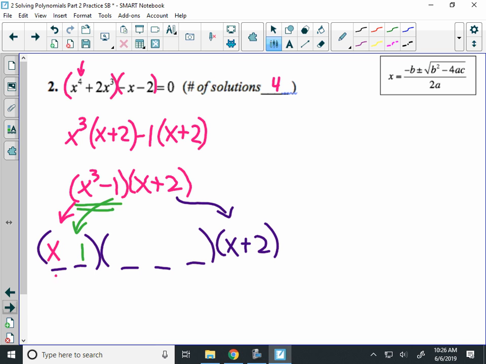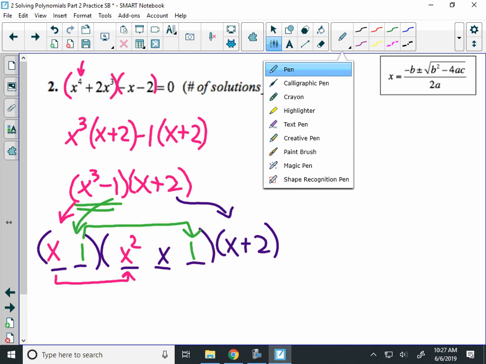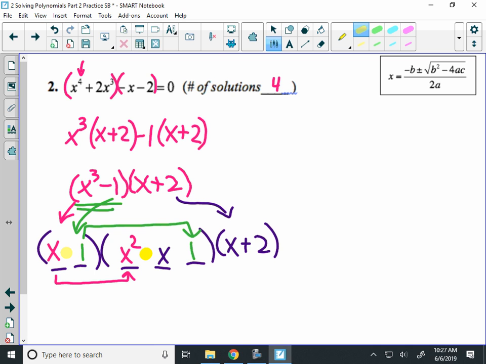For the trinomial, the first blank there, I square the x. And the last blank, I square the 1. The middle blank, I multiply them together. 1 times x is 1x. Now the signs here, fill them in by starting with my negatives. So, same, opposite, always positive. I have 3 factors now.